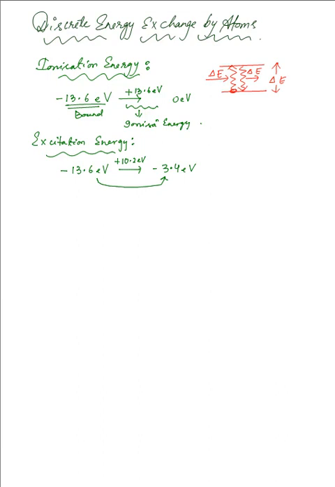If we are providing a greater energy than 13.6, say we are providing it with an energy of 14.6, then it has plus 1 electron volt. That means it is free.